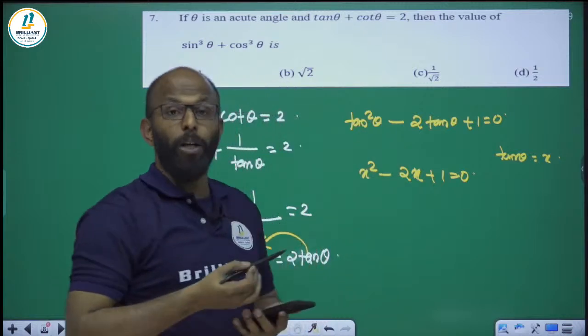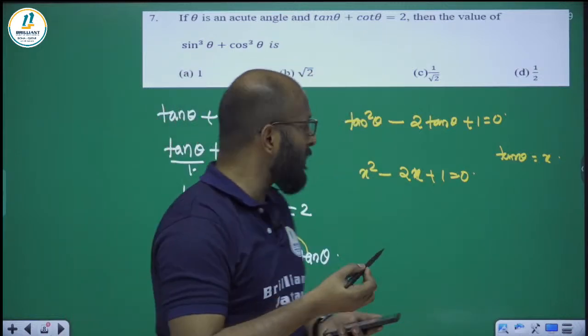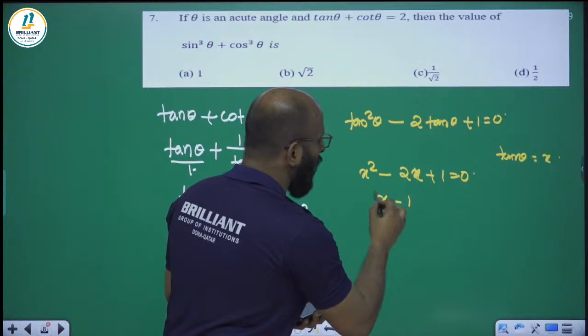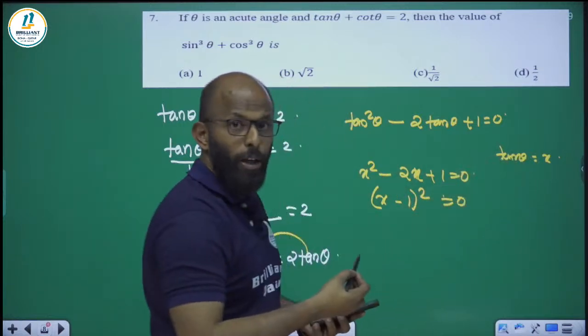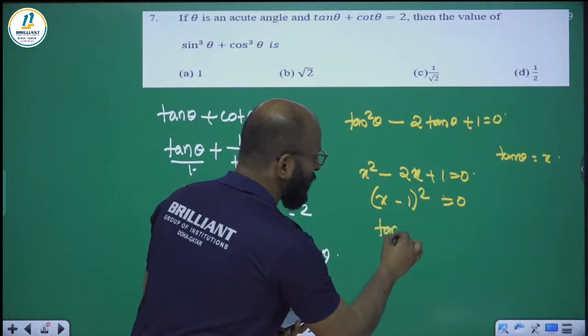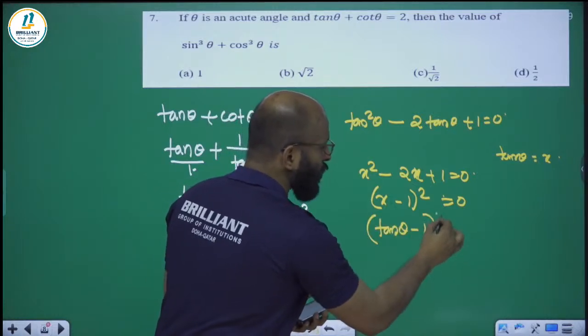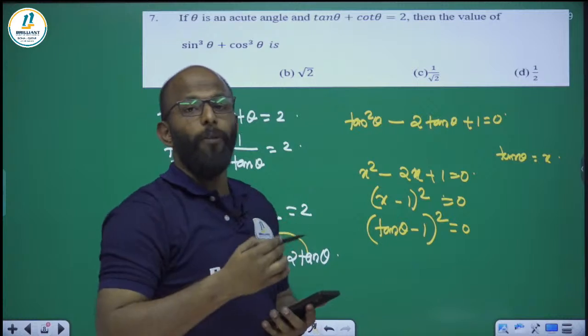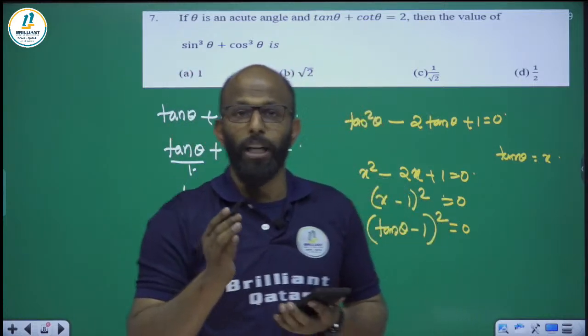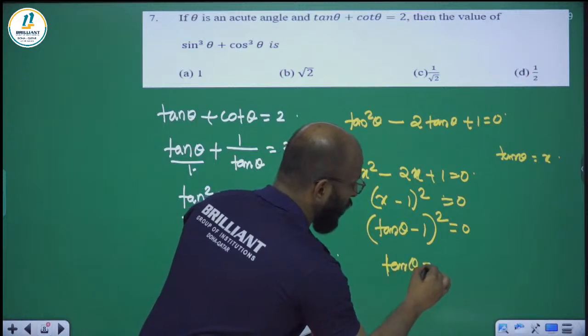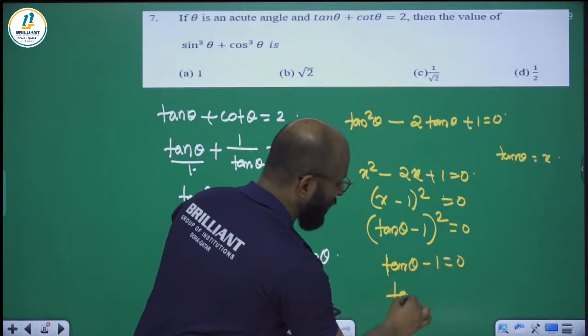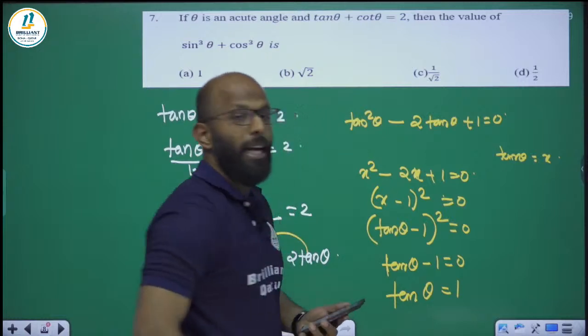Now this is a simple quadratic equation, right? So we can write this as x minus 1 the whole square is equal to 0. Now what is our x value? x is tan theta. So we substitute: tan theta minus 1 the whole square is equal to 0. Taking the square root on both sides, we get tan theta minus 1 is equal to 0. Next step, tan theta is equal to 1.